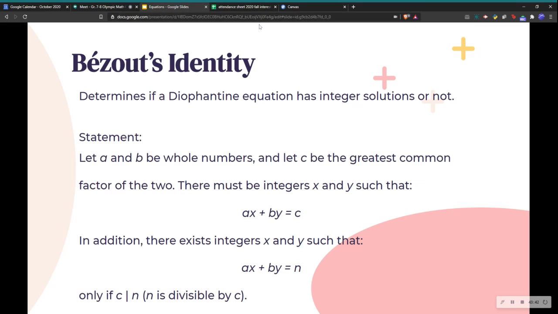Okay, so hopefully you guys understand what this identity is about. But in conclusion, you use it to determine if an equation has integer solutions or not. So just keep that in mind.